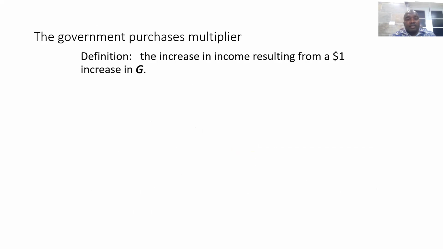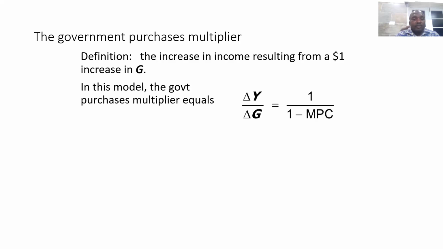the definition is that it's an increase in income resulting from $1, we can say $1 million or whatever, $1 increase in government spending. In this model, the government purchases multiplier equals delta Y over delta G, which is equal to 1 over 1 minus MPC.